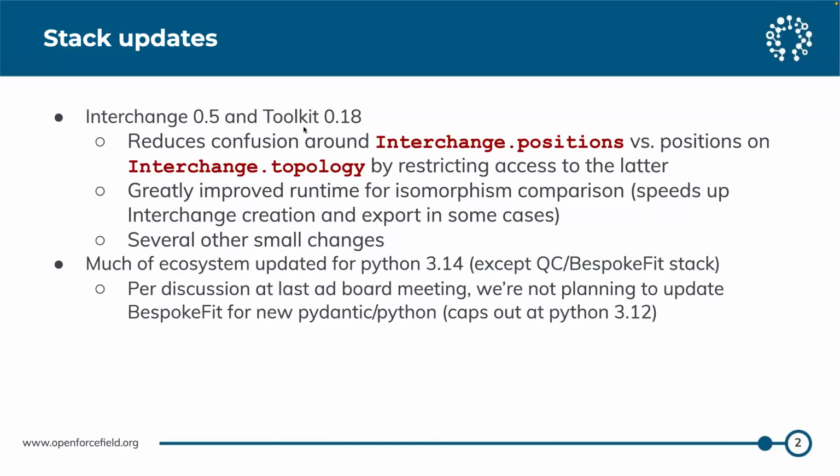Also, some coordinated changes in both interchange and the OpenFF toolkit have improved runtime for isomorphism comparison, which doesn't really matter to you, but this actually fixes some really bad performance issues that we were seeing with highly self-symmetric molecules or certain types of topologies with similar molecules repeated many times or other things. So if you had previously been having runtime issues with interchange creation or export to OpenMM and GROMACS and other things, go ahead and give it a shot now.